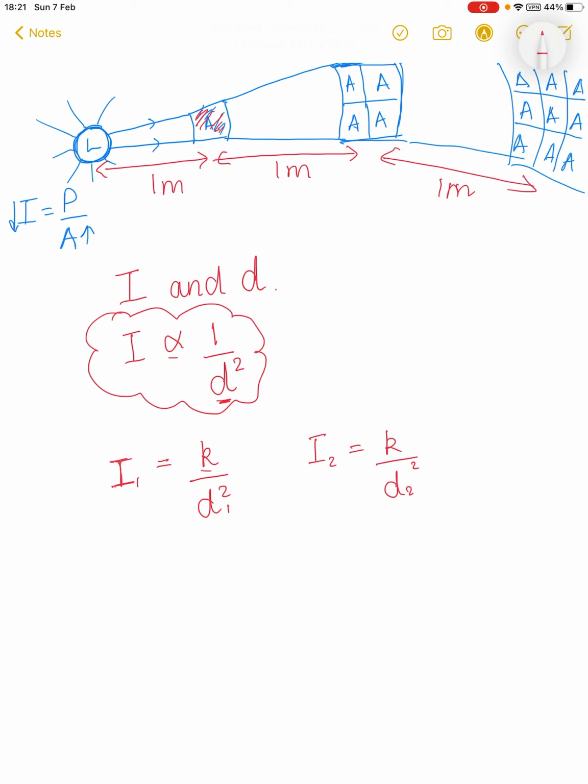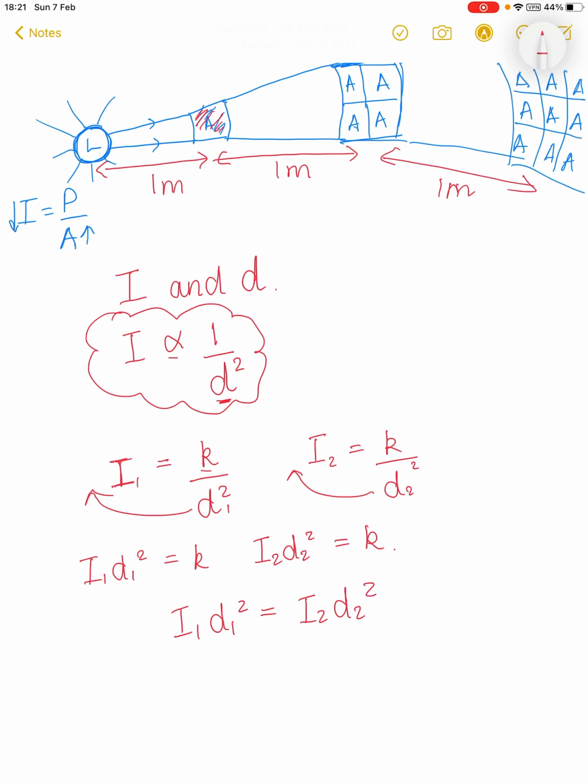Now what this means though is if I were to bring this up here, or this up here, it means that I1 d1 squared is equal to a constant, but I2 d2 squared is equal to the same constant, which means our equation eventually becomes I1 d1 squared equals I2 d2 squared. And that is how we talk about our inverse square law for irradiance.